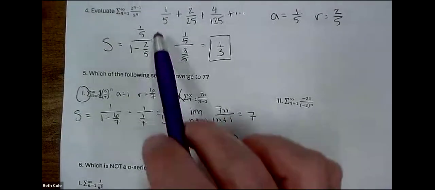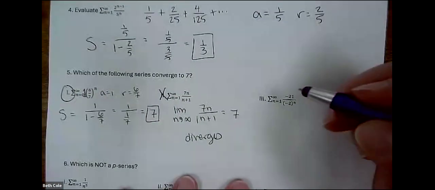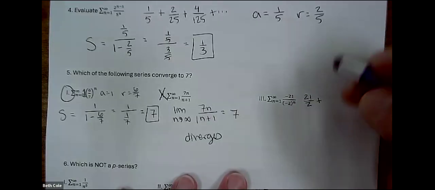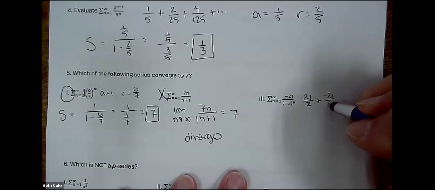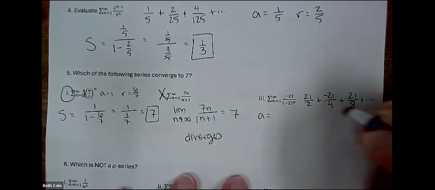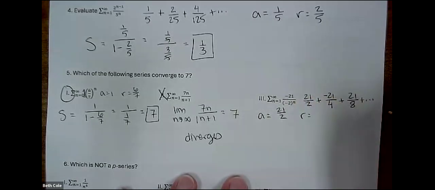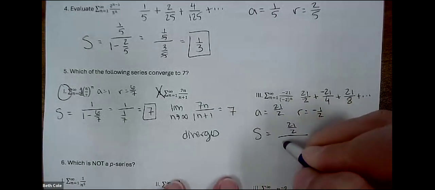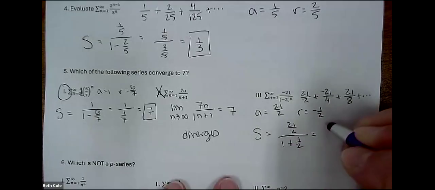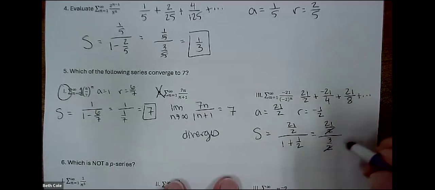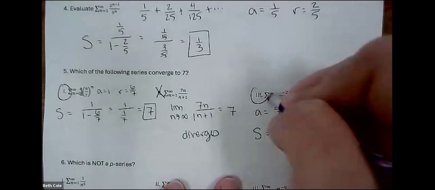And then for this one, we're going to do a really similar thing that we did for number 4. I'm going to try and plug in 1 and see what I get. That's going to be 21/2. If I plug in 2, negative 21/4. If I plug in 3, it'd be 21/8. So I can see that my first term is this 21/2, and our R value is -1/2. So if we do our sum, it's A over 1 minus R. Those negatives are going to cancel. That would be 21/2 over 3/2. And so you get 21 divided by 3, which is 7. So we want that one as well.